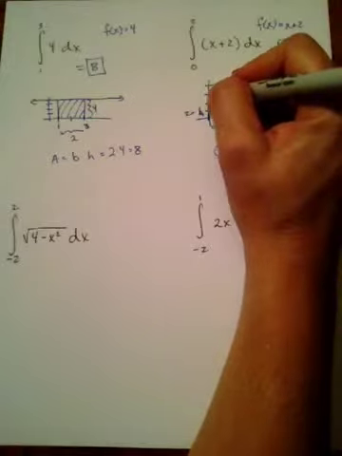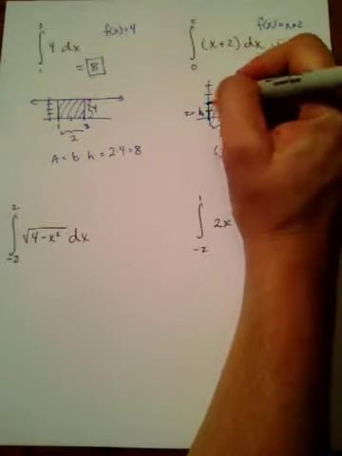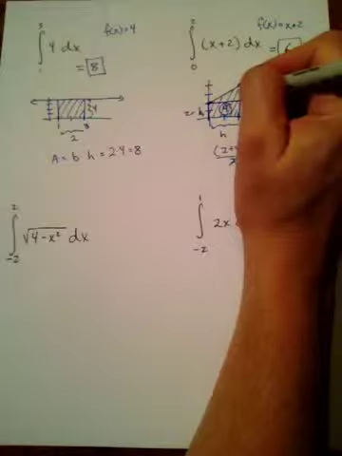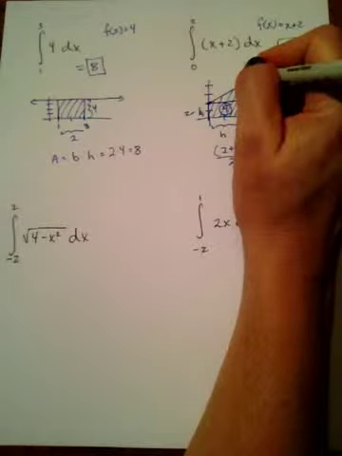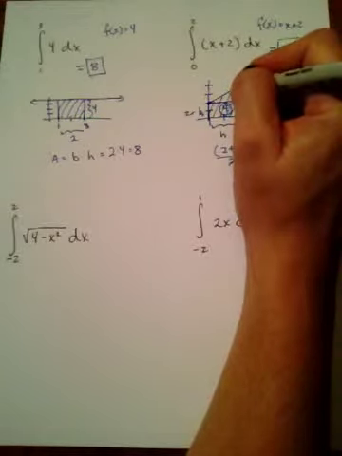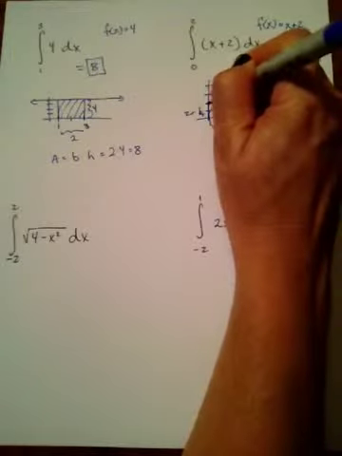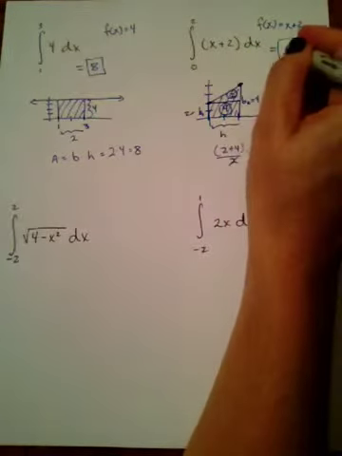And then the triangle is 1/2 times the base times the height. So the base is 2, the height is 2, which is 4. Half of that is 2, so this would have an area of 2, plus an area of 4 is 6.